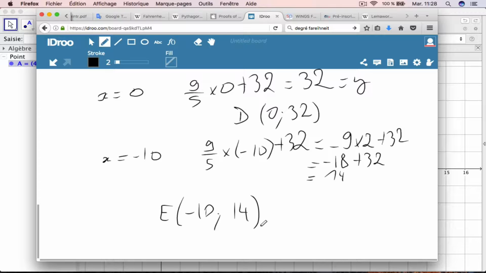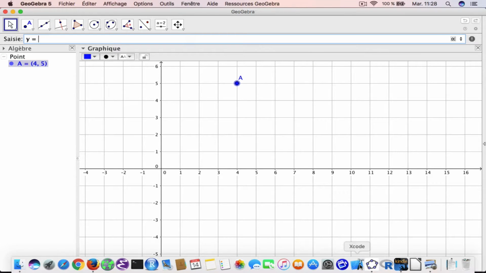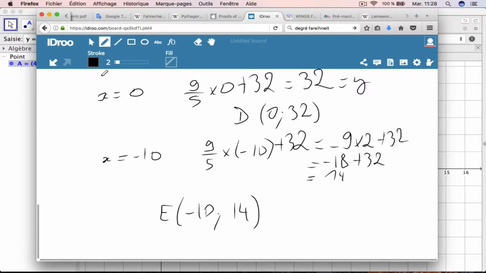And we can do it and so on. So let's do this here. Y equals 9 on 5. Let's make a quick calculation here. 9 on 5.